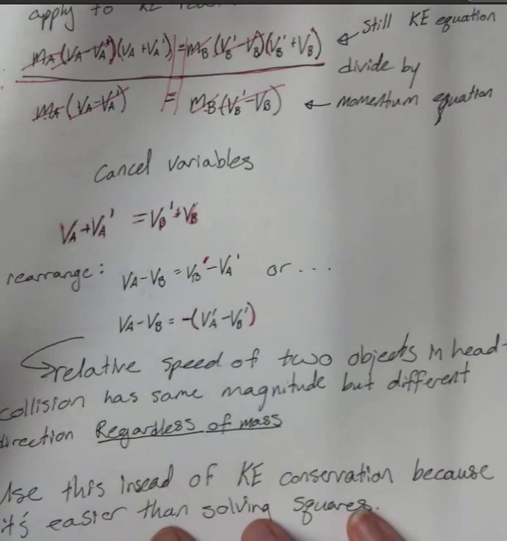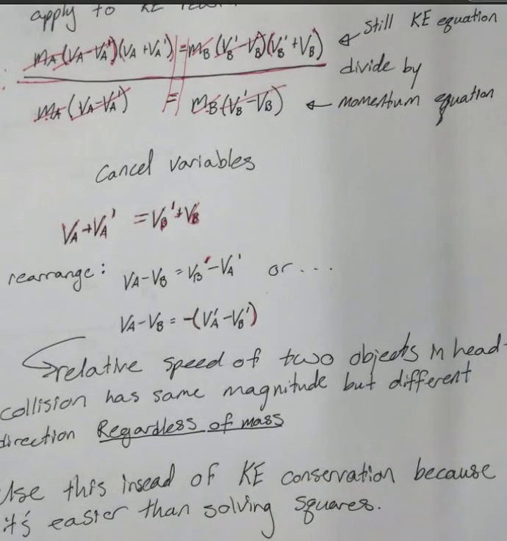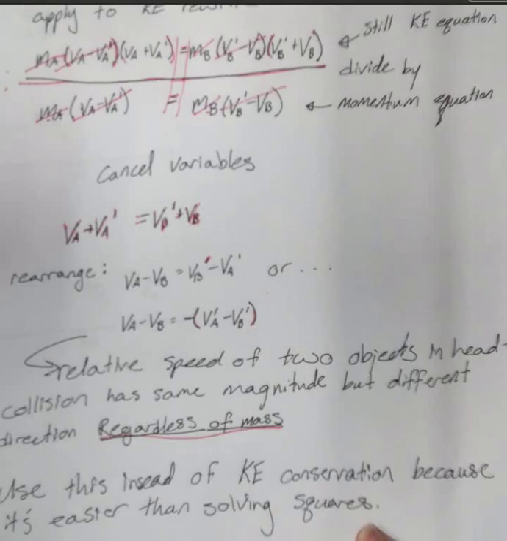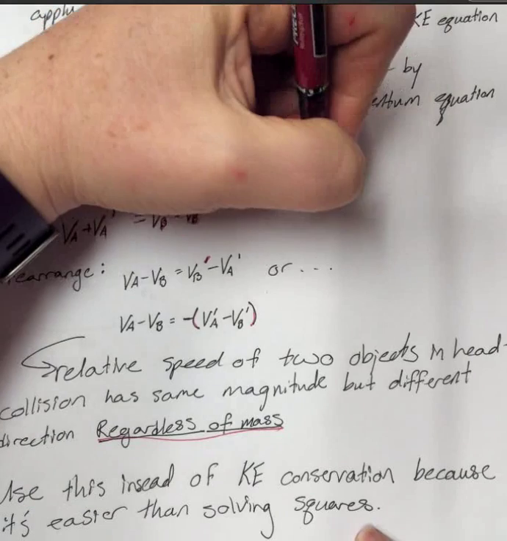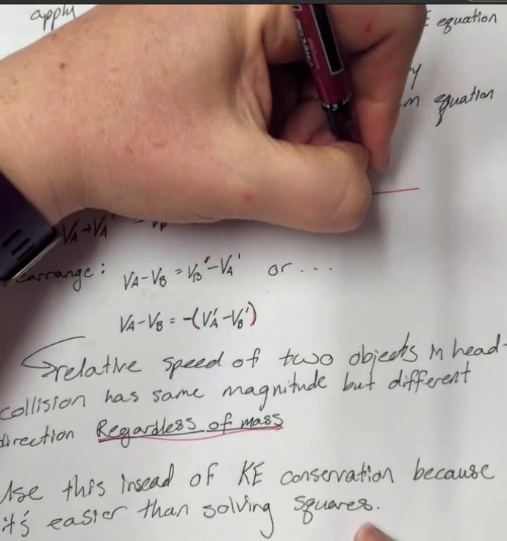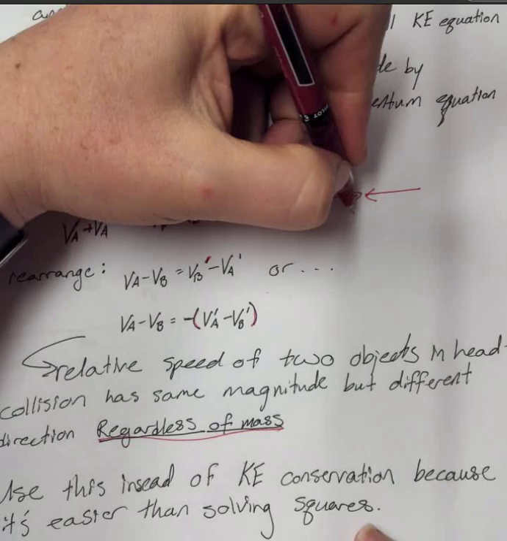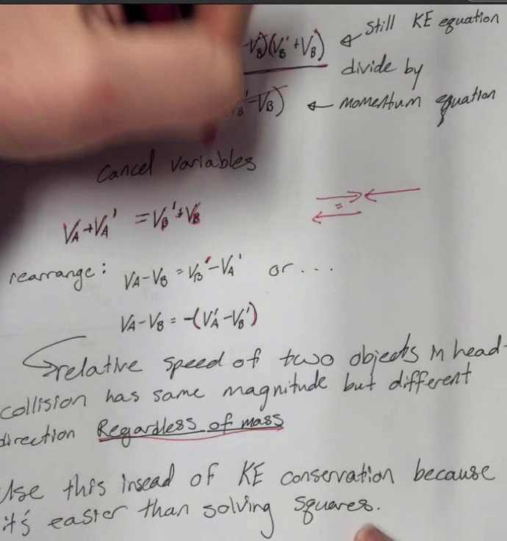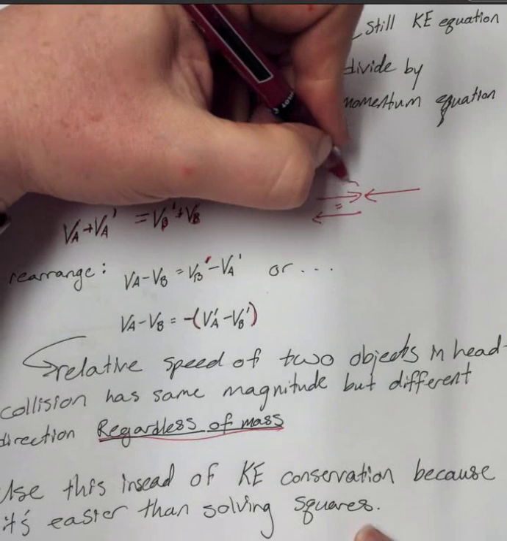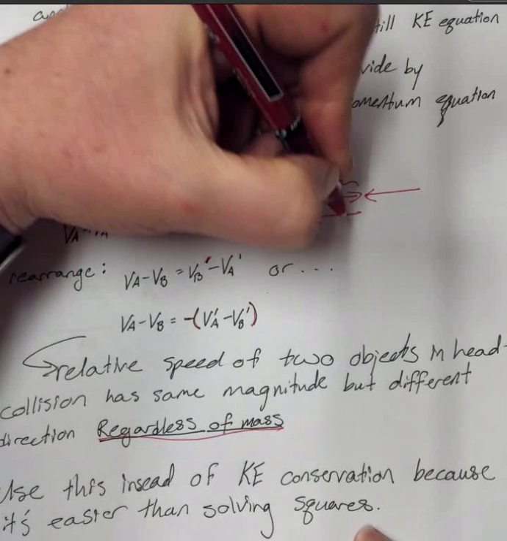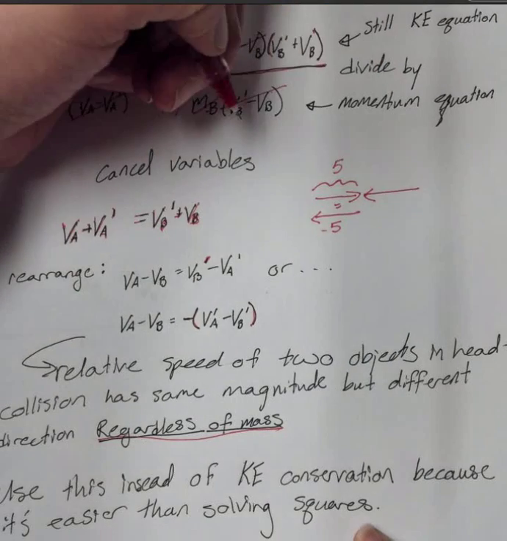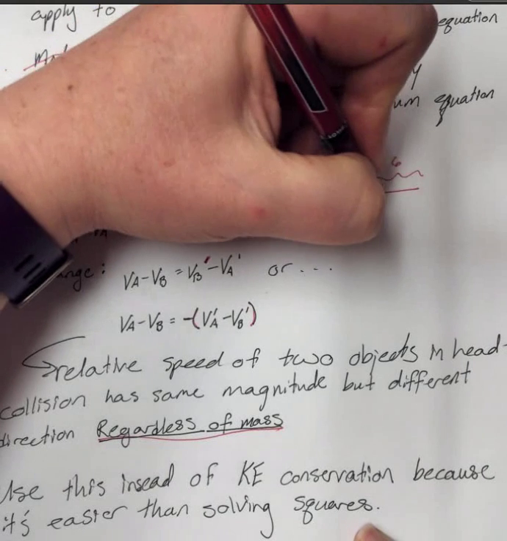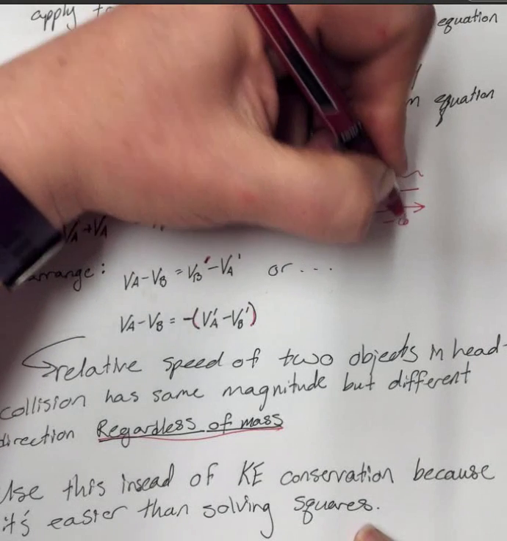So that's kind of neat because that means that the relative speed of the two objects in a head-on collision have the exact same magnitude but different directions, and that's regardless of mass. If you've got a perfectly elastic collision and these two objects come at each other and they collide, this is going to be equal to that but opposite in direction, right? That's going to have the same magnitude. So if that magnitude was 5, guess what? This magnitude is negative 5. If this magnitude was 6, then guess what? This magnitude here is going to be negative 6, or the opposite of 6.